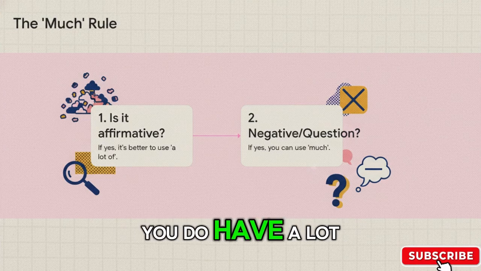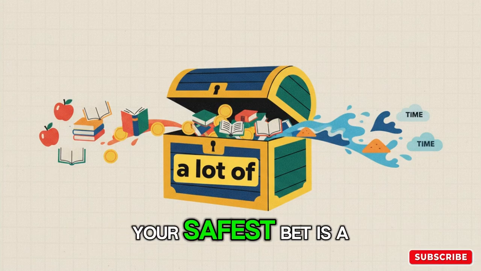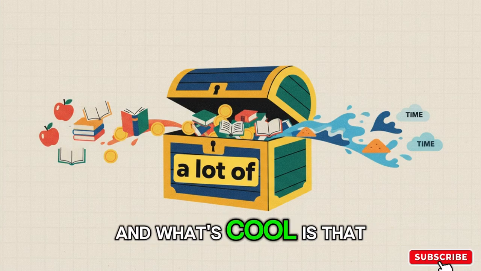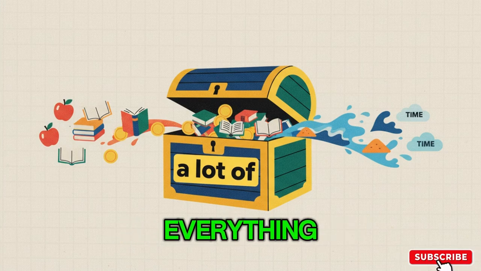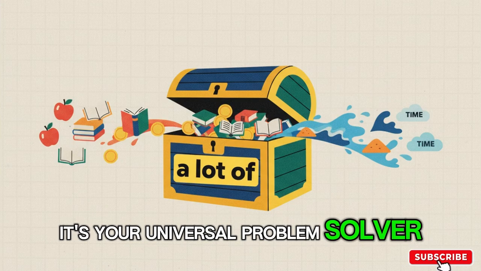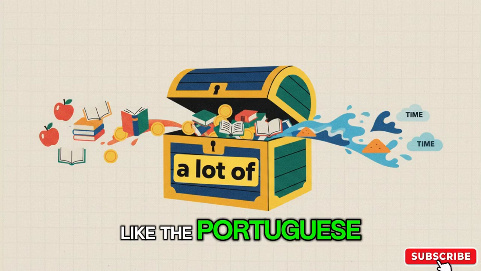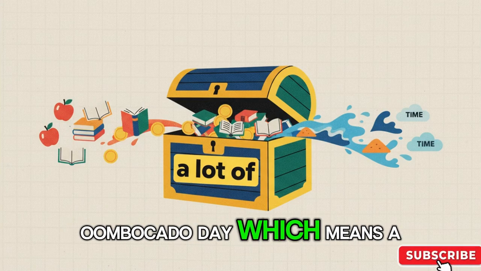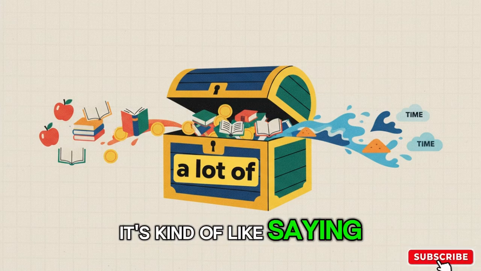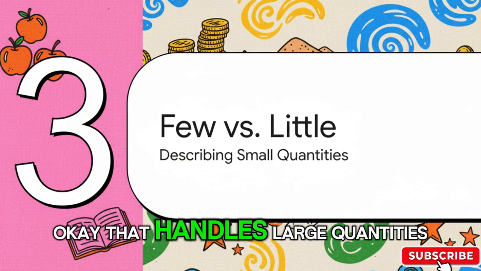But what if you do have a lot of time? In positive statements, your best friend, your safest bet, is a lot of. I have a lot of time. And what's cool is that a lot of works with everything, countable and uncountable nouns. It's your universal problem solver. Fun fact, the source material actually points out this phrase is a lot like the Portuguese bocado de, which means a piece of. So when you say, I have a lot of time, it's kind of like saying you have a good piece of time. Neat, huh?